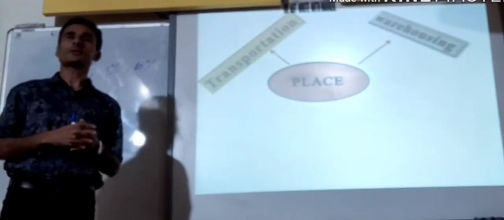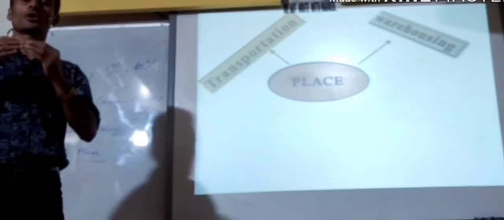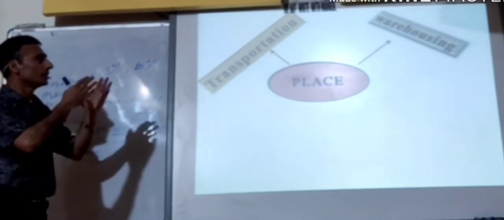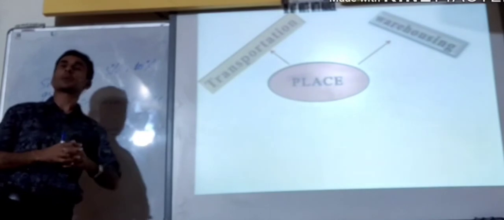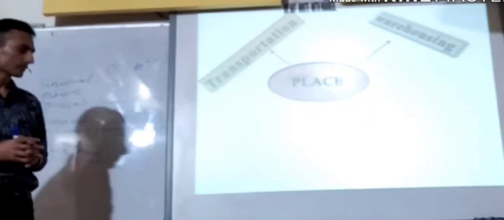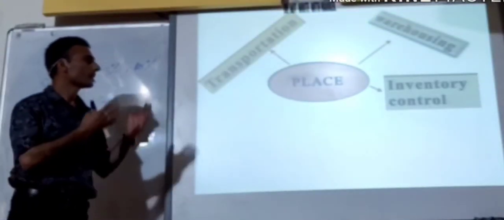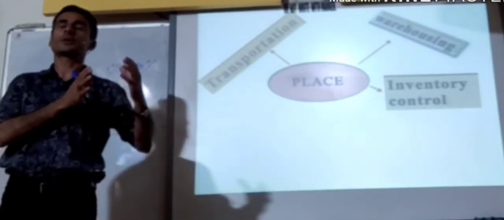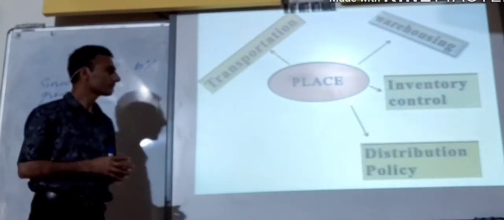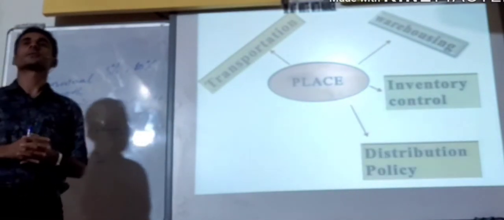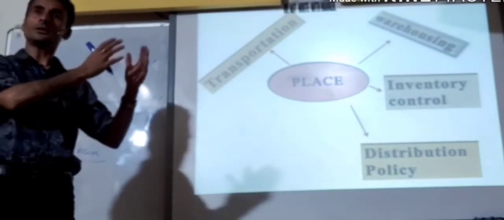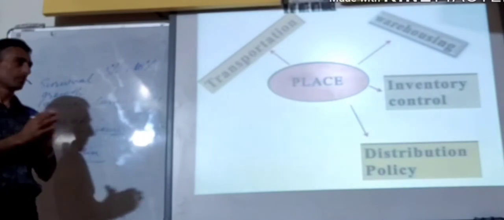Warehousing means storing the goods in order to retain the quality of the product and also to make the product available as and when demanded by the consumer or by the buyers. Inventory control means keeping the stock of the product. Distribution policy, that means how the products would be distributed and made available to the buyers, to the people.